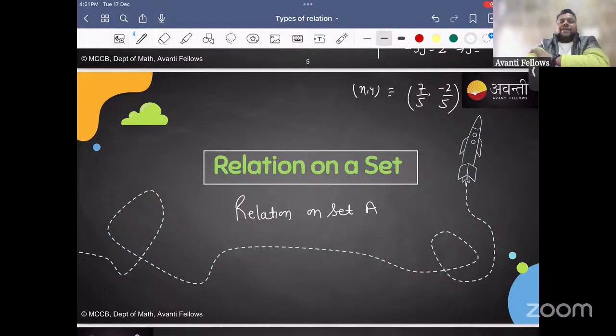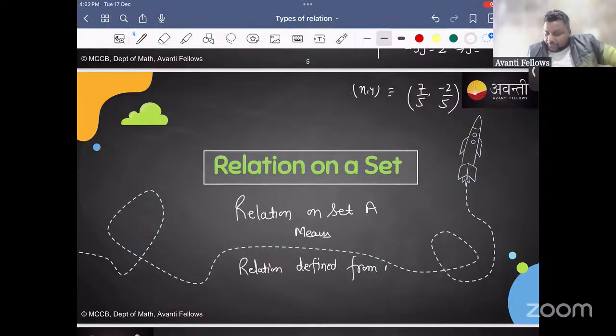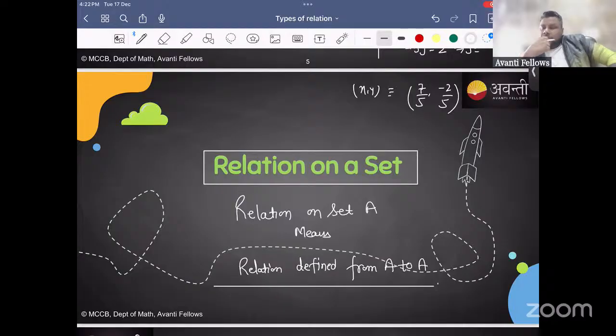A relation defined from set A to set B. Now they are saying relation defined on set A. That simply means a relation defined from A to A. A relation defined on set A means a relation defined from set A to set A.